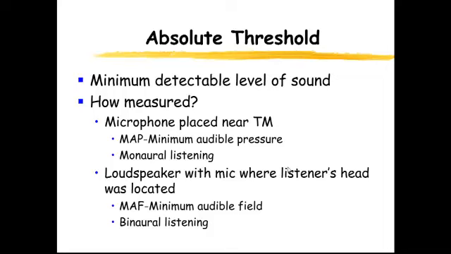just with one ear. Another way to do this is to establish a person's threshold by having them sit in a sound field and presenting the sound through a speaker. And then after their threshold is established, to put a microphone where that person's head was located and then measure the sound pressure level of the sound at that level. And that is called the minimum audible field. And that would represent binaural listening because it's in the sound field and we listen with two ears in the sound field.